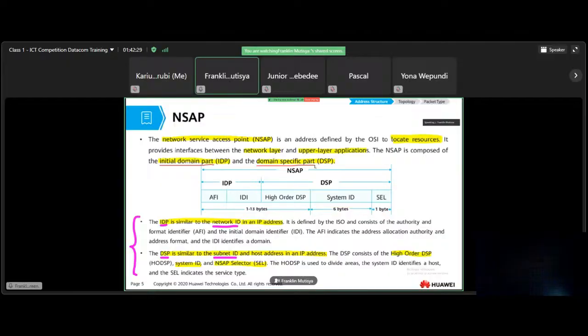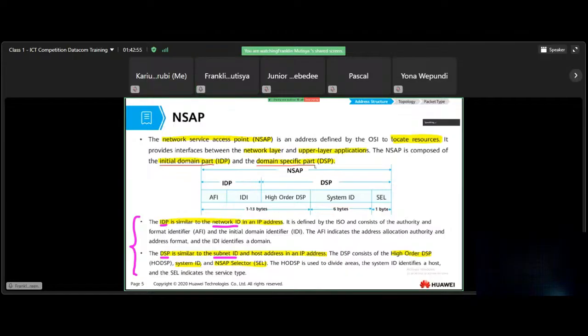So the DSP has several components. We have the I-order DSP, that is the domain specific part, and we have what we call the system ID, and we have what we call the selector, the network service access point selector. Okay. So it is used to provide now the area division. We're going to see that shortly.